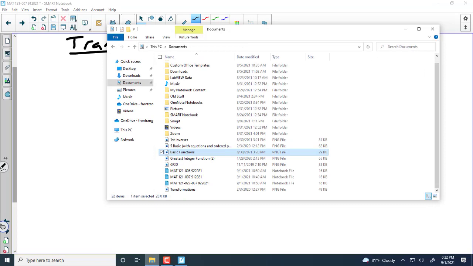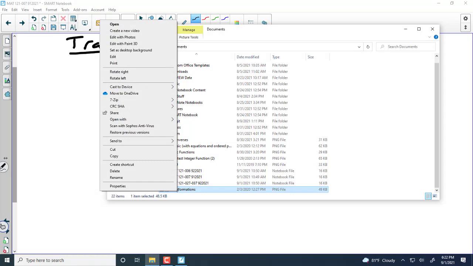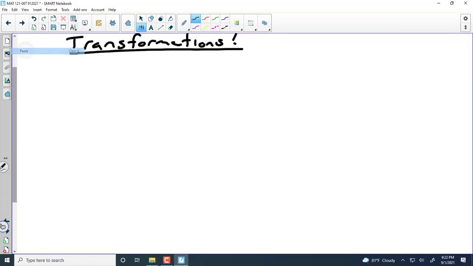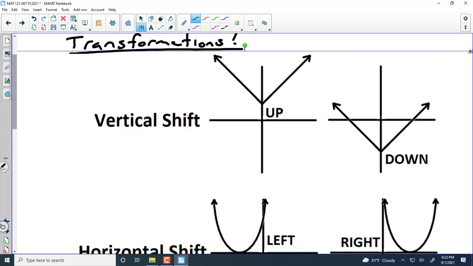Let's see if this one takes up an obscene amount of room also. So transformations, right there, copy, edit, paste. Yeah, that's big. All right, we'll scroll down.